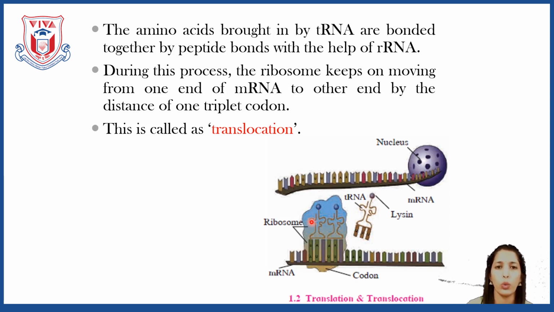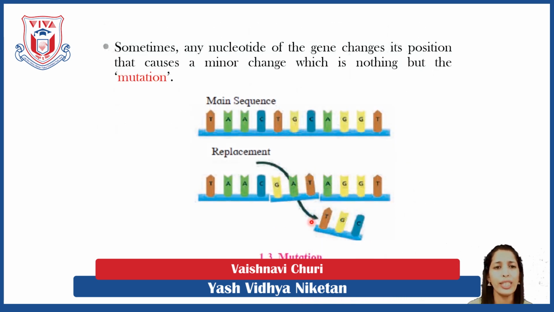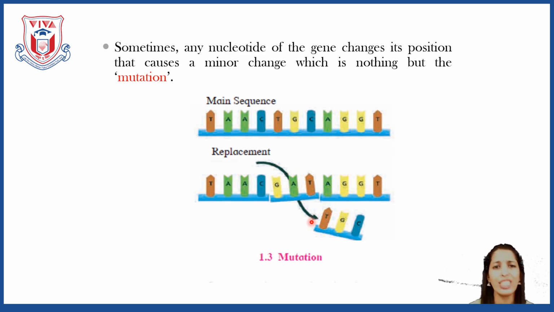Okay, now we have seen what is transcription. Now translation is done in the cytoplasm, then translocation is also done, it's completed in the cytoplasm itself. Now there are sometimes some changes, as I told you, Hugo de Vries, when we talk about mutational theory. Now what are mutations? Mutations are nothing but the sudden changes in the sequence of the genes. So sometimes any nucleotide of the gene changes its position. These positions are changed by any reason, and that causes a minor change in the sequence called mutations.